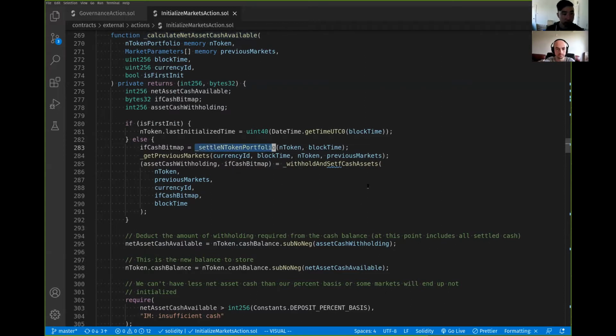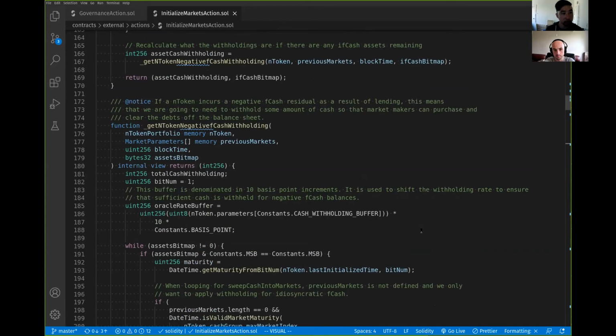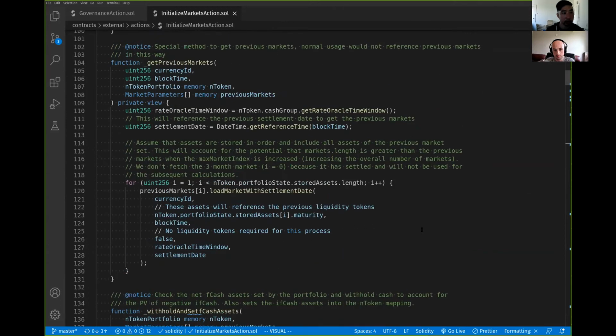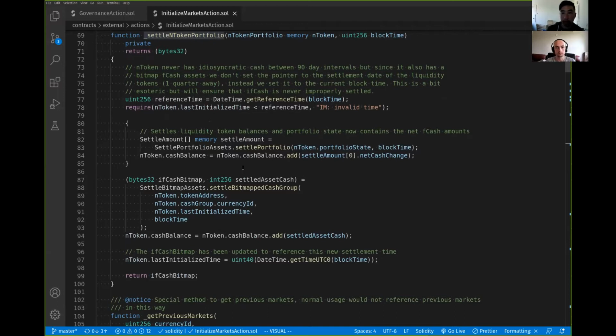Now, the first thing we'll do here is settle the end token portfolio. This will behave very similarly to how we settle regular user portfolios, with the same caveat that end tokens have both the array portfolio and a bitmap portfolio. This method calls the two methods that we saw in the settlement video, and adds up what the cash balance will be after settlement. So we'll refer to those videos here.